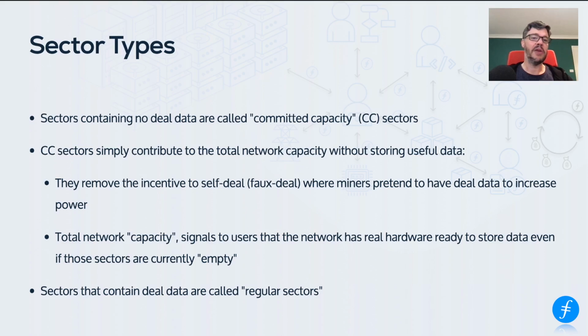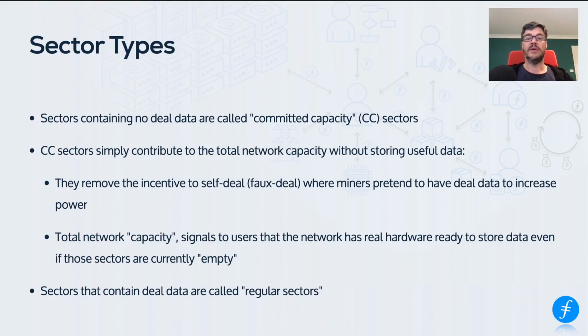This is one of those things you can't get around, so it's just built into the system. But that's okay because that contributes to a total network capacity, which is real storage, and it signals to the network that there is real hardware ready to store data, even if those sectors are currently empty. So this is a moving thing. These sectors are constantly expiring and being renewed. So even though the capacity might look big and the number of deals might look a lot smaller than that, especially now in the early stages of Filecoin, the signal there is that storage is real. It is being proven. There's serious hardware behind it. This network is ready to store large amounts of capacity. So that's an important signal.